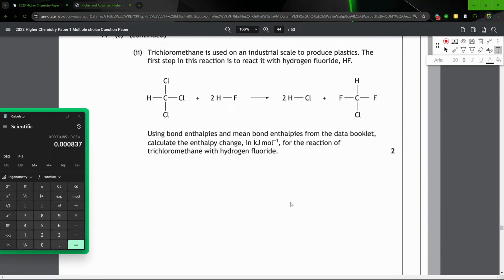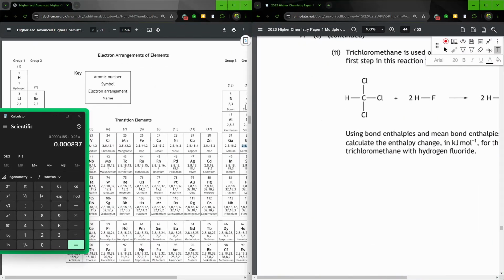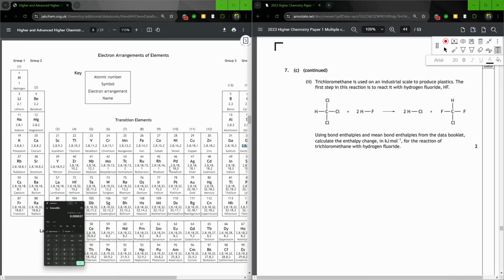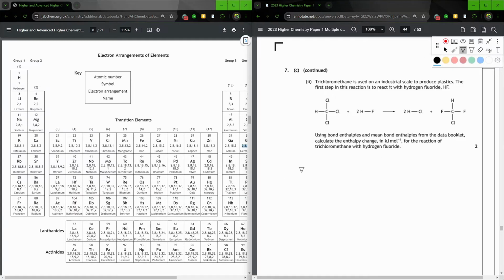Trichloromethane is used on an industrial scale to produce plastics. The first step in this reaction is to react it with hydrogen fluoride, HF. Using bond enthalpies and mean bond enthalpies from the data booklet, calculate the enthalpy change in kilojoules per mole for the reaction of trichloromethane with hydrogen fluoride. Okay, fine, I've got to pull out my data booklet. Right, so I'll get rid of our calculator for now. The way I like to do this is I'm going to make a table.